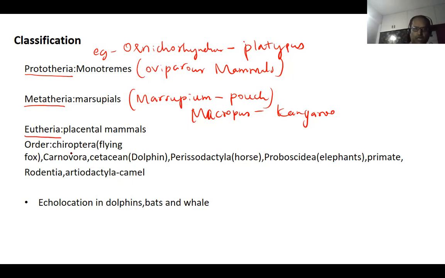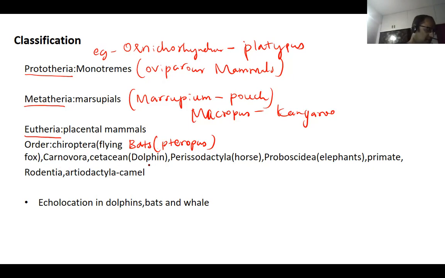Number one is Chiroptera. Chiroptera is an order where an example is the flying fox, which means we are talking about bats. The bat's scientific name is Pteropus. Then Carnivora, that is carnivorous animals, like the tiger and lion. Panthera leo, Panthera tigris. That is what carnivorous we can understand. You can also write about Felis and Canis. Canis is dogs, and Felis means cats.